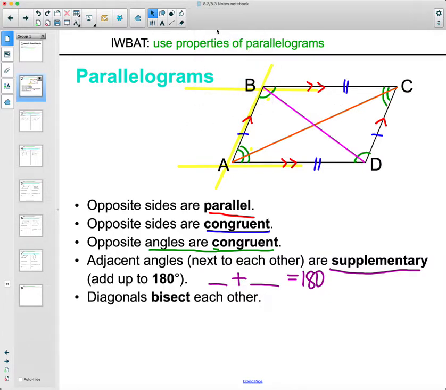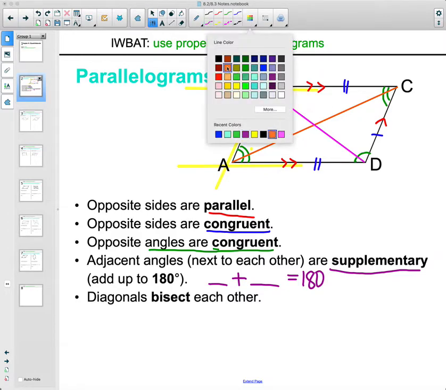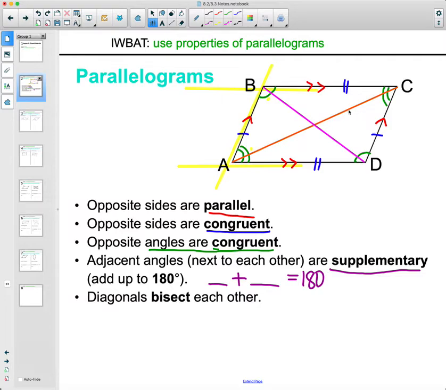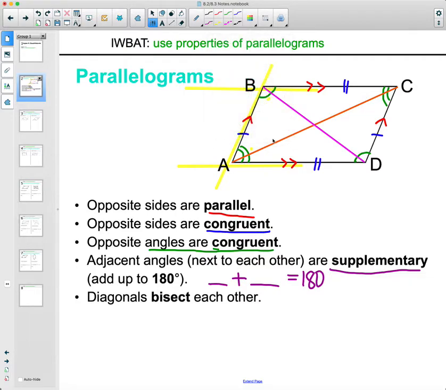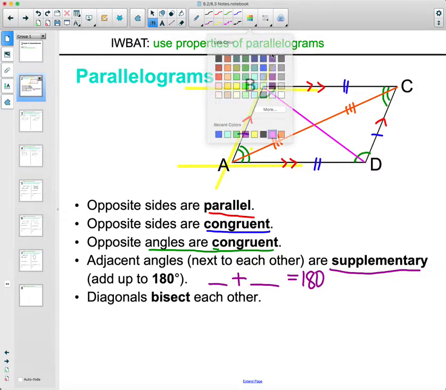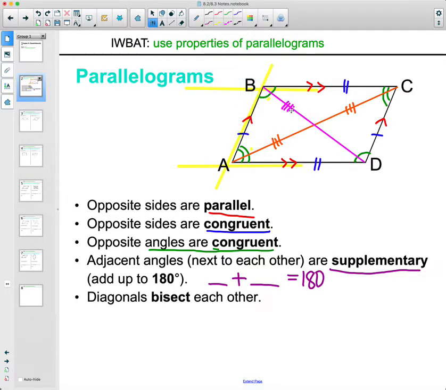What's going to happen here is that the orange one is going to be split evenly. So bisect means splits equally. So these 2 orange parts are going to be equal. So this one is equal to this one. And then also on the other diagonal, this chunk is equal to this chunk. So if this were 2, this would be 2.